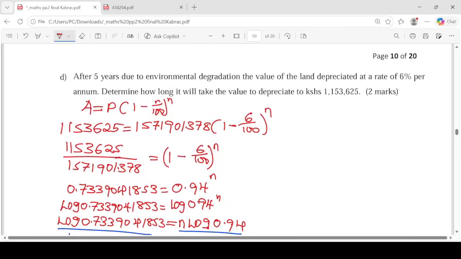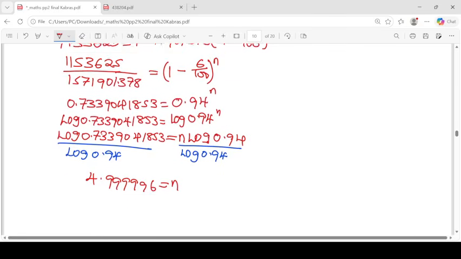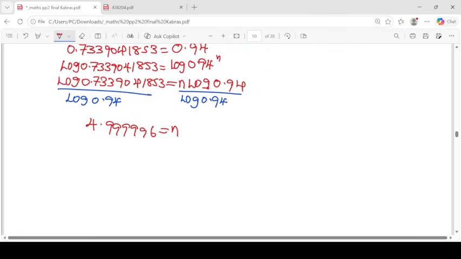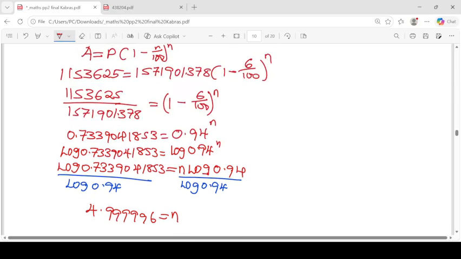But the question is, determine how long it will take. So when you round off to the nearest whole number, in fact, we can even just leave it there. So n is equal to 4.99996 years. Or, to the nearest whole number, we could have said 5 years. You can even round it up to the nearest whole number, 5 years, so there will be no penalty there. But that is how you compute that particular question.